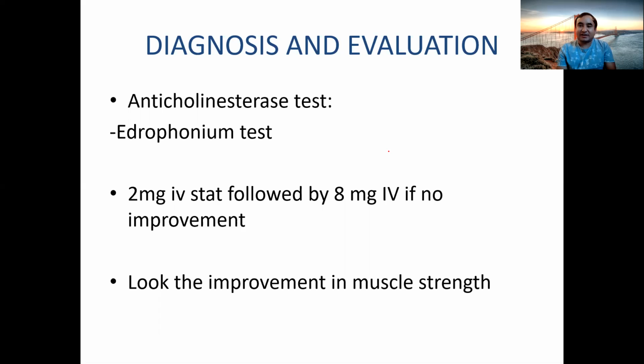When it inhibits the anticholinesterase, there will be an increase in the acetylcholine level. If there is an increase in acetylcholine level, then the weakness of myasthenia will improve. That's the concept of the edrophonium test. But why do we choose edrophonium? Because its effect is short acting, we can immediately see its effect, and the side effects will be for only a short period of time. That's why we choose edrophonium, but it is not available easily in the market.